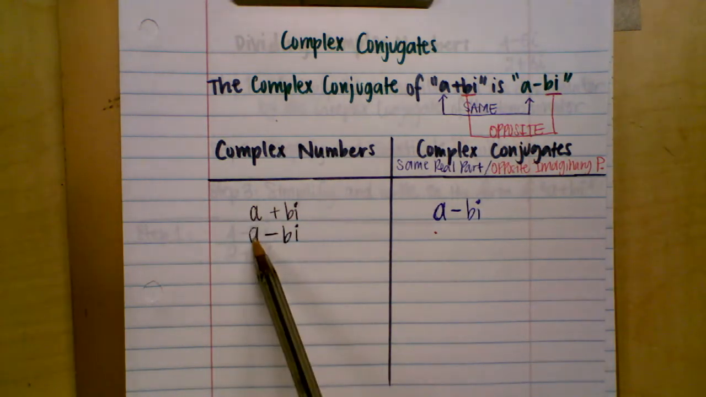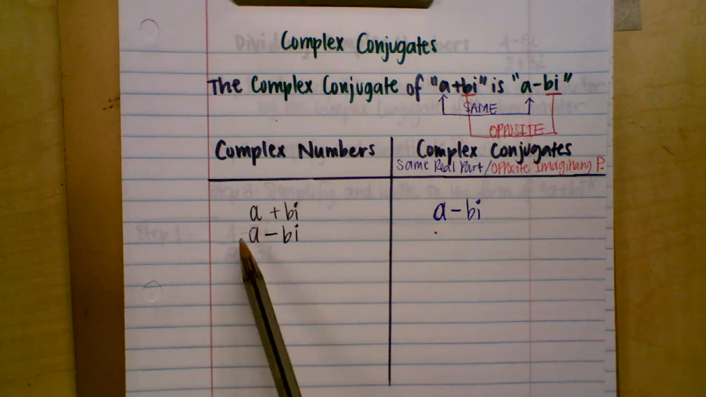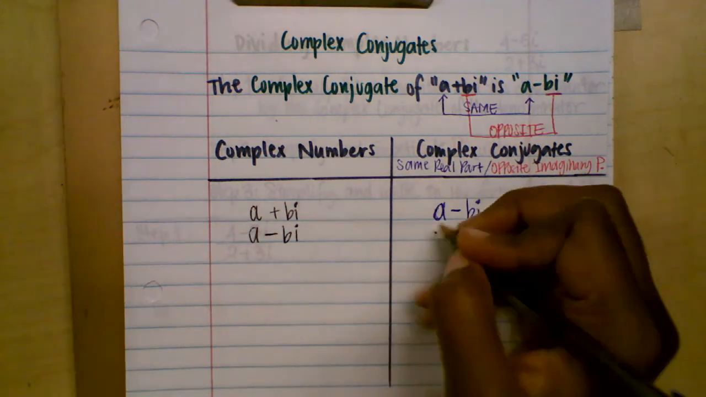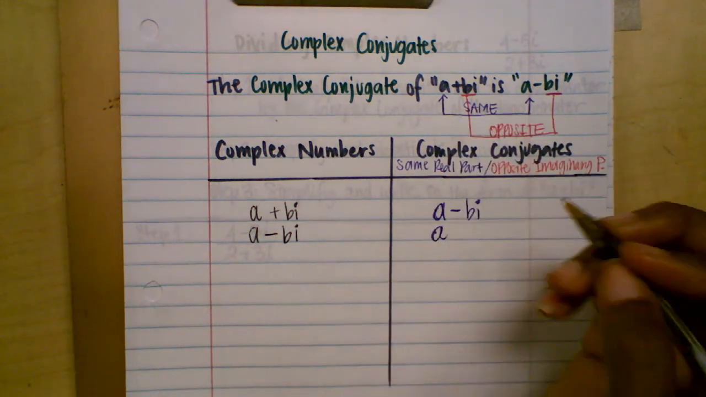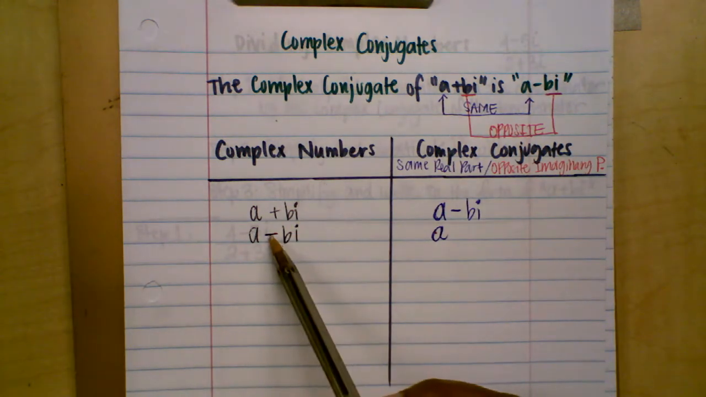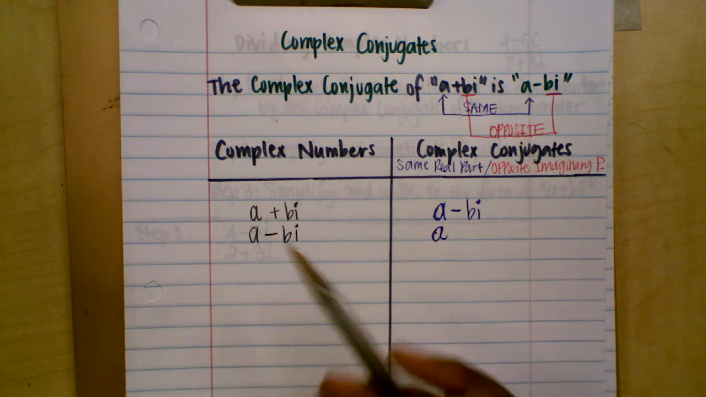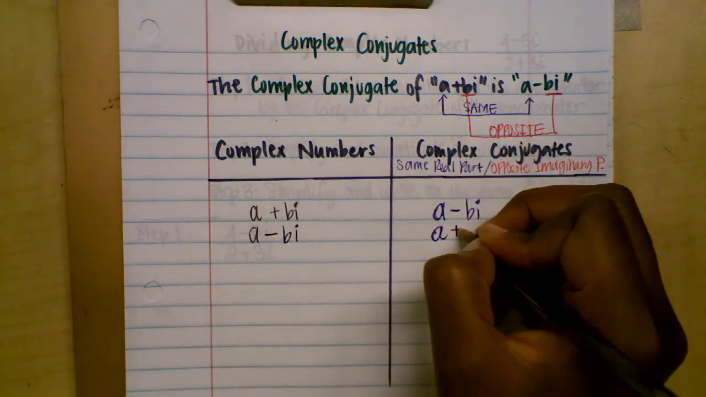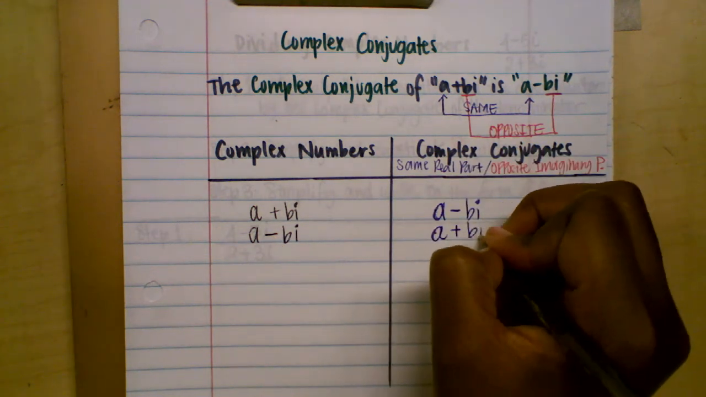Remember, complex conjugates have the same real part. If the real part is a, it's going to be a right here. And they have opposite imaginary part. The imaginary part is negative, so the opposite of negative is addition. So you're going to give it plus bi.